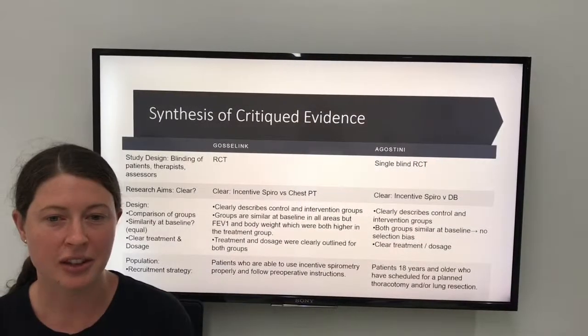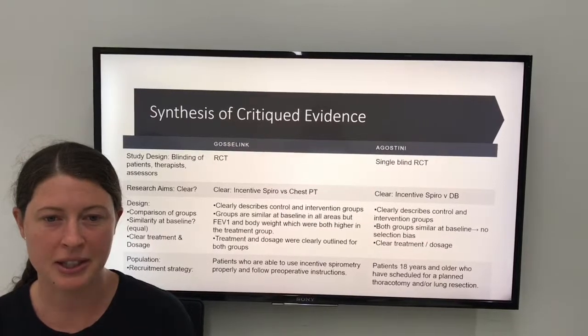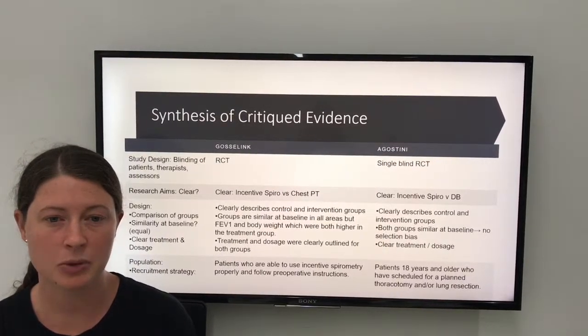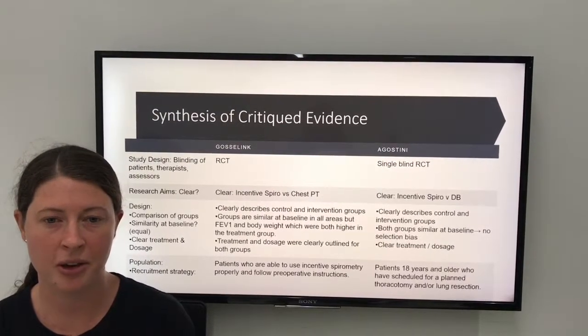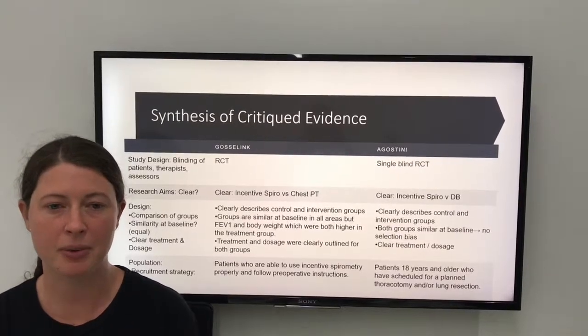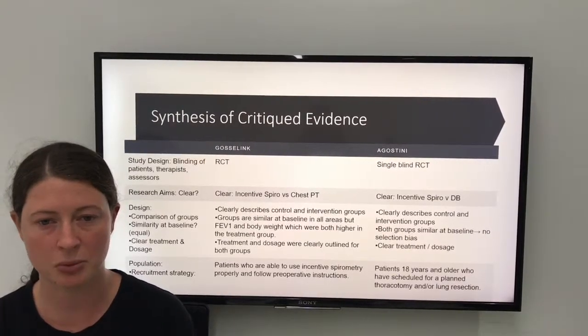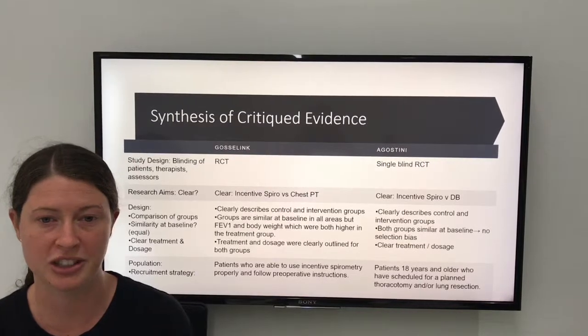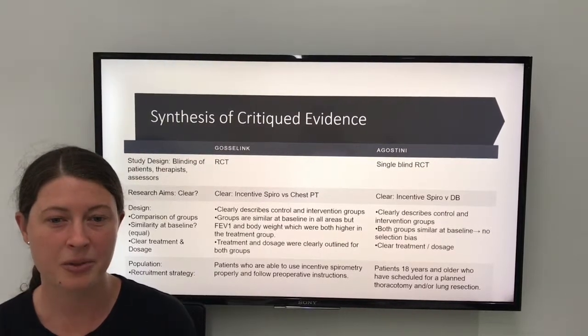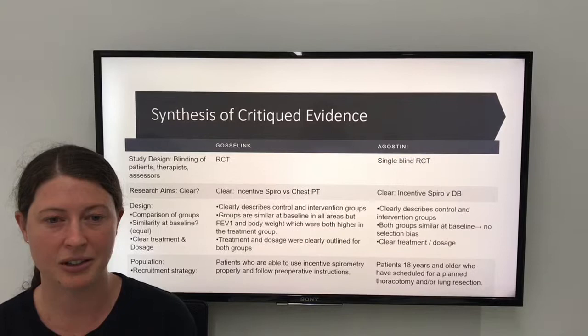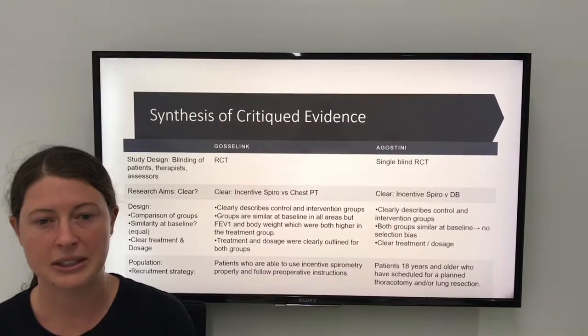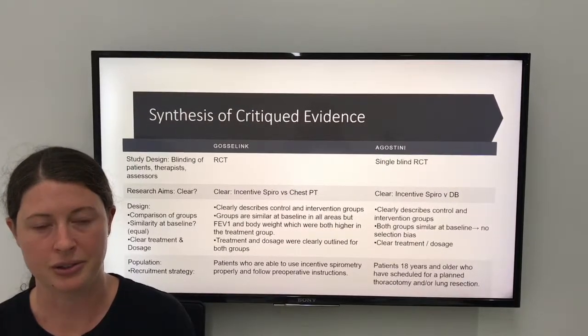Randomized controlled trials are the gold standard in study methods, and both studies were RCTs. The research aims were clear for both, with Agostini comparing the effects of incentive spirometry to deep breathing and Gosling comparing incentive spirometry with normal post-op chest physiotherapy. Both research designs had clearly outlined control and intervention groups that were similar at baseline with clear treatment and dosage.